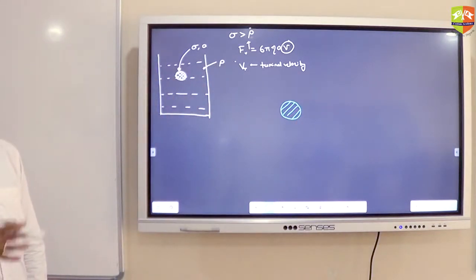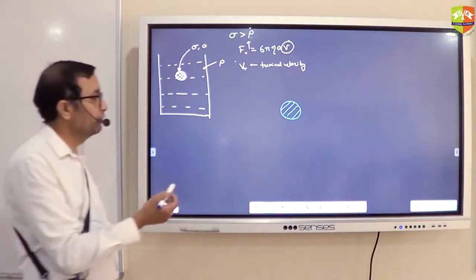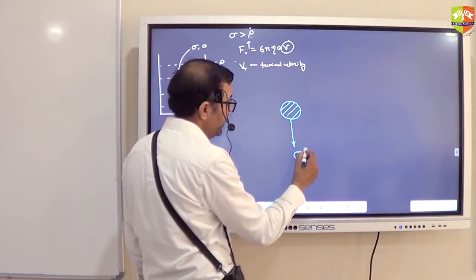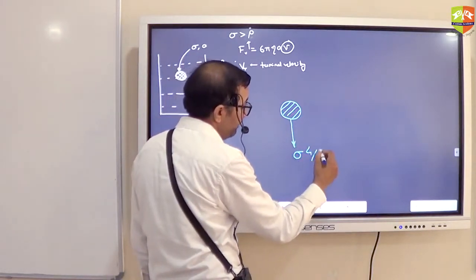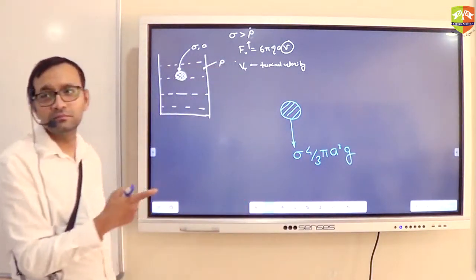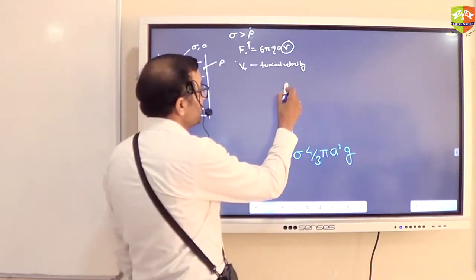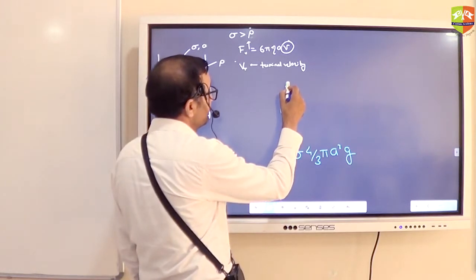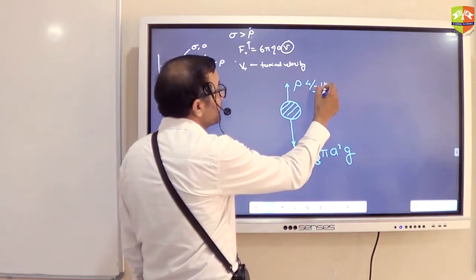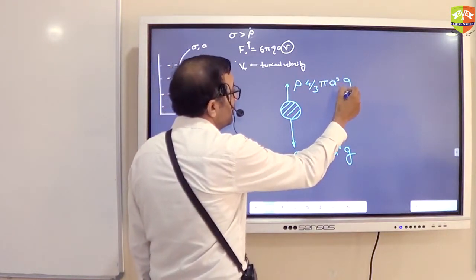This is a sphere moving inside the fluid. So the first force I'm drawing is mg. What is mg? Density into volume, 4 by 3 pi a cube, into g. Any doubt? Okay. Then there will be a buoyant force. How much will be the buoyant force? Density of the fluid into the volume which is displaced into g. Rho V g.